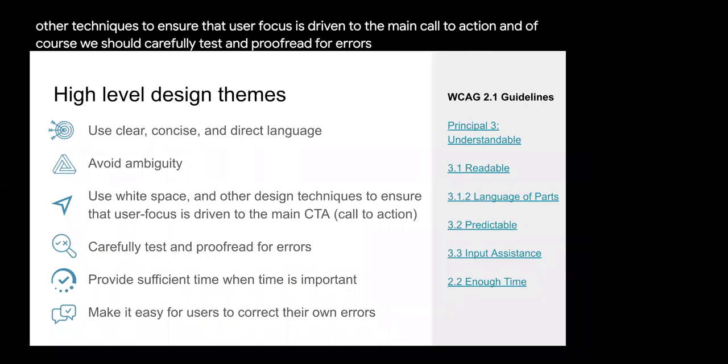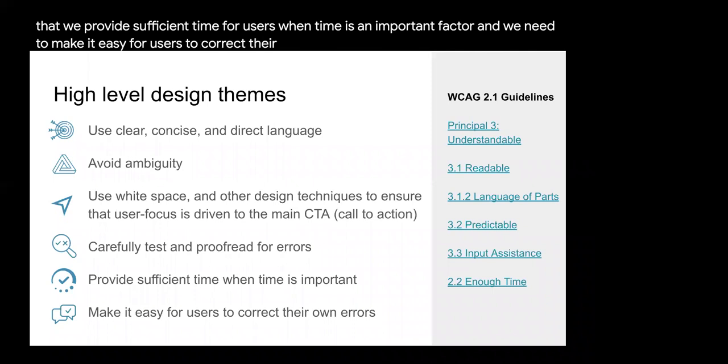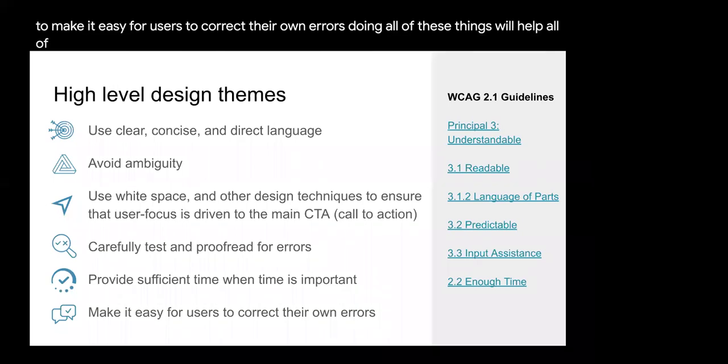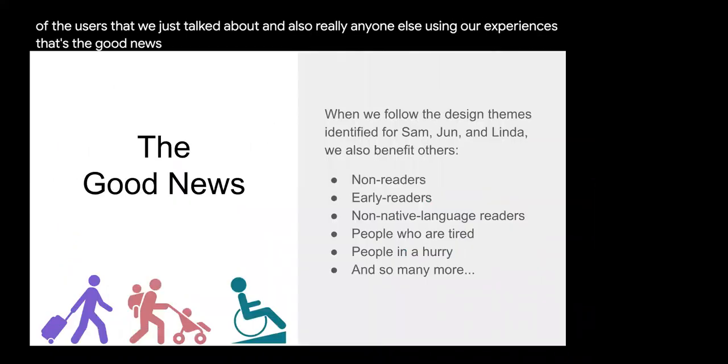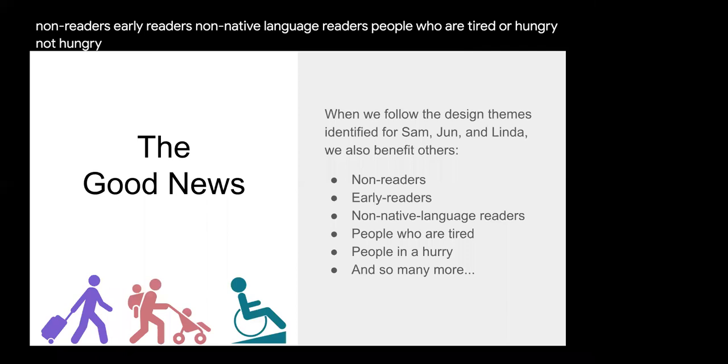We also need to make sure that we provide sufficient time for users when time is an important factor. And we need to make it easy for users to correct their own errors. Doing all of these things will help all of the users that we just talked about, and also really anyone else using our experiences. That's the good news. Doing all of this will also have another curb cut effect of helping non-readers, early readers, non-native language readers, people who are tired or hungry, oh, not hungry, in a hurry, and so many more, maybe if they're hungry too.